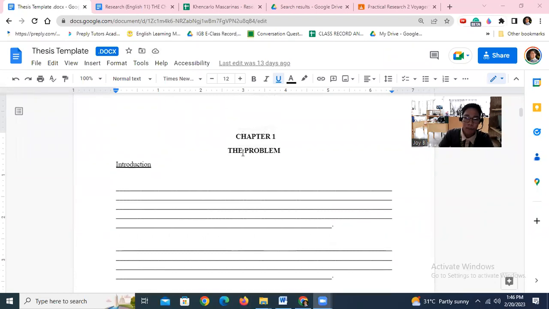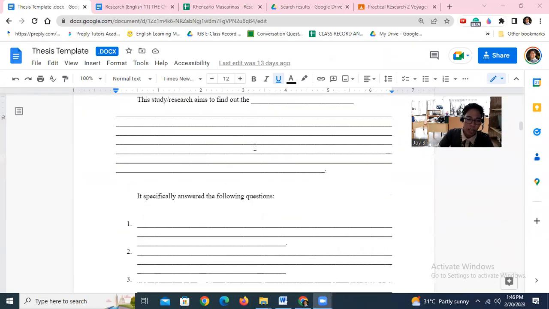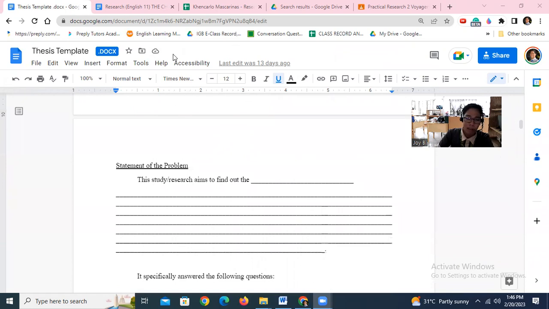Once Chapter 1 is finished, we move on to the statement of the problem. In the statement of the problem, you will tell us what your study is about. Remember, you just need to follow the given first sentence: This study aims to find out. So what is the goal? Why did you conduct your study? You need to explain it here.